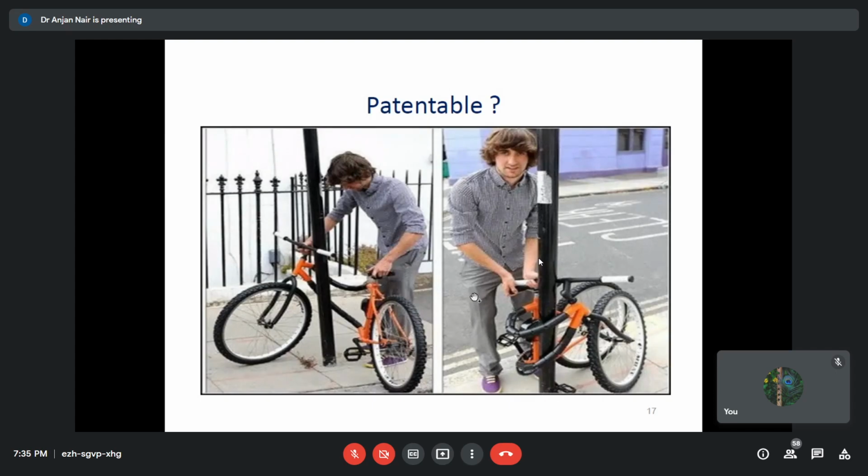Have you seen this before? This concept, is it novel? Do you feel that this is novel? Has it been published before? Have you seen this in any journals or not? No, sir.